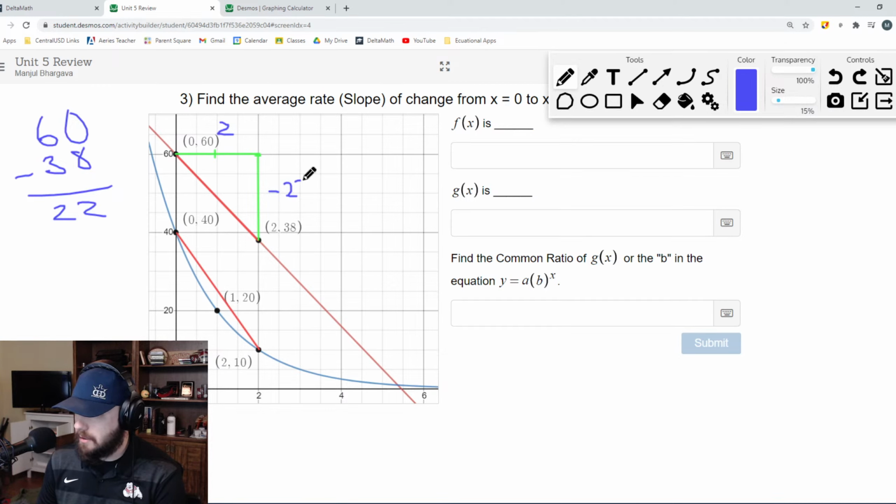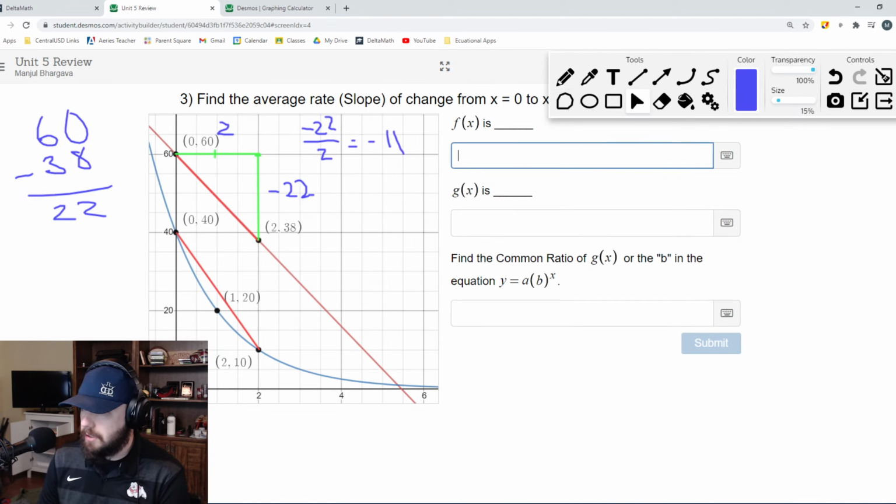Let me try that again. Mouse glitched there for a second. All right, so we got -22 over 2. So if you simplify that, we're going to get -11. We got -11 there. Perfect. All right, so that was one method, right? So create a right triangle.